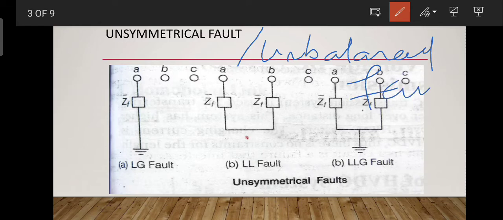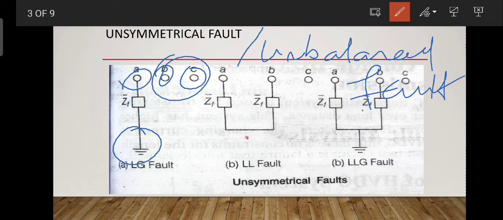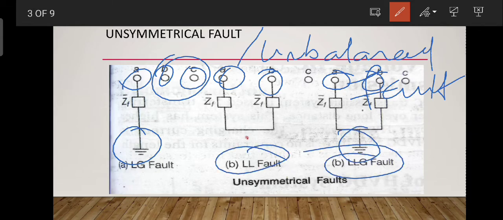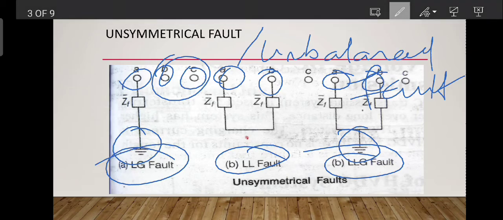Unbalanced fault. The most common type of unbalanced fault in the system is the single line to ground fault. This is single line to ground fault, and line to line opening fault, and double line fault, line to line fault, and line to ground fault. Okay, those are the three types of our unsymmetrical fault, and this is most severe, not severe, this is not severe.